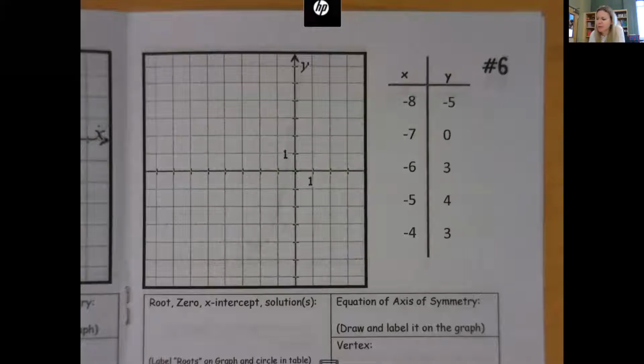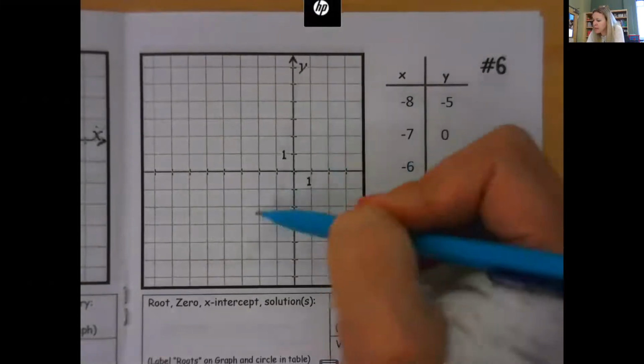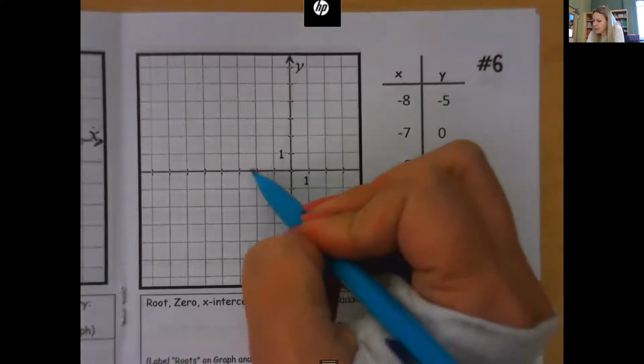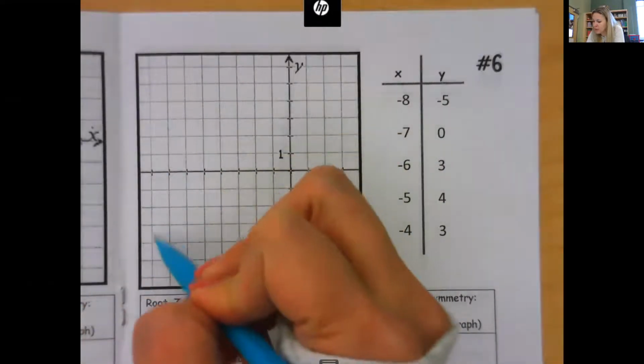On this last one, you can see it's a little different. I've given you a table of values. You're going to have to create your graph. So 1, 2, 3, 4, 5, 6, 7, 8. 1, 2, 3, 4, 5.